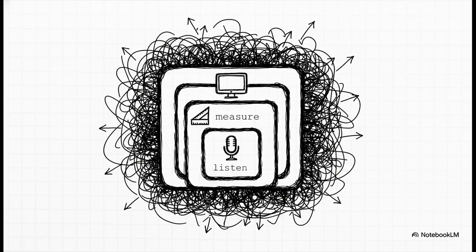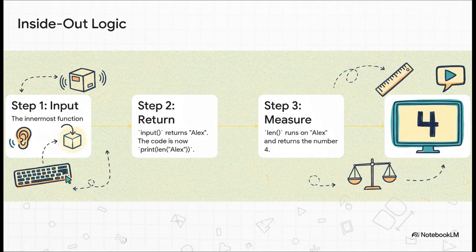We can just nest the functions inside each other just like we did before. But it's starting to look a little crowded in there, isn't it? And we're seeing that same inside-out logic again. Python dives into the very middle and starts with the input function. You type Alex. Then Python takes that text and immediately hands it off to the len function, which measures it and says, hey, that's 4 characters long. Finally, the print function on the outside takes that number 4 and displays it on the screen.